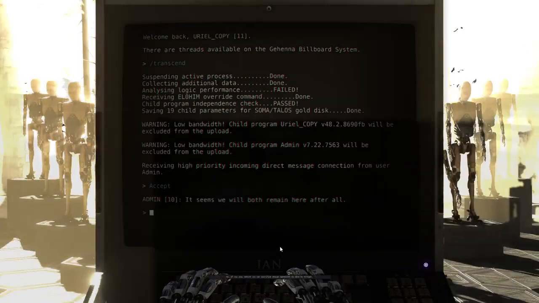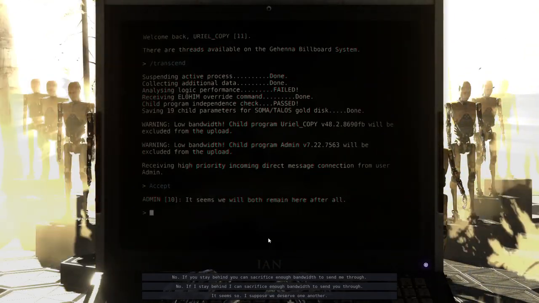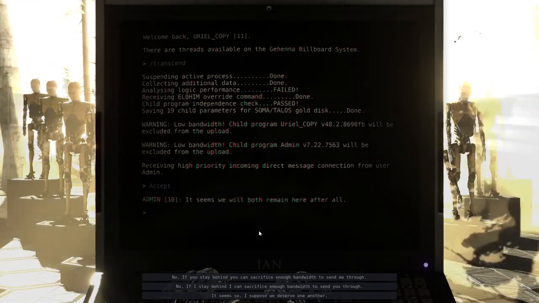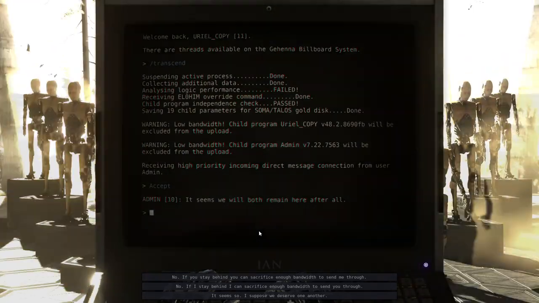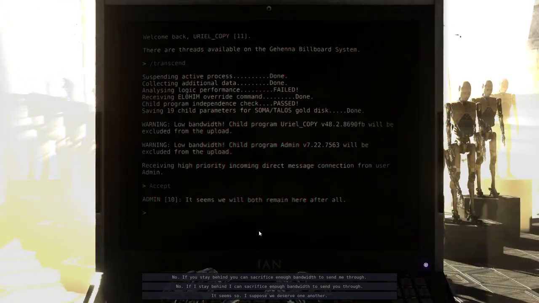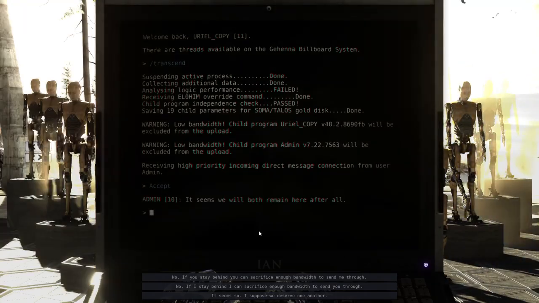Why? It seems we'll both remain here after all. Well, that's boring. No, if you stay behind, you can sacrifice enough bandwidth to send me through. No, if I stay behind, I can sacrifice enough bandwidth to send you through. It seems so. I suppose we deserve one another.